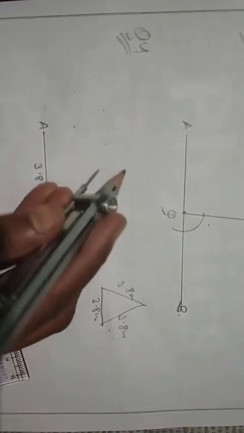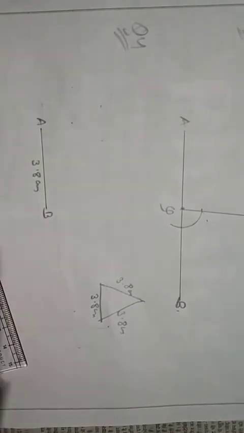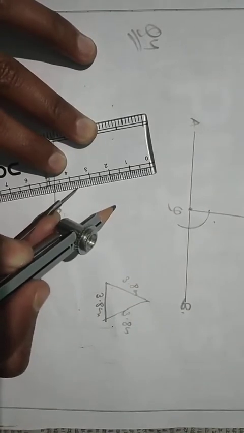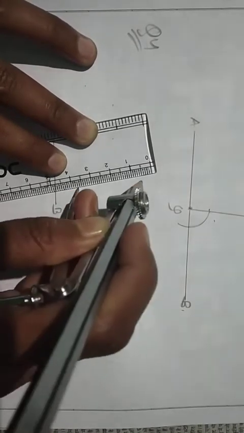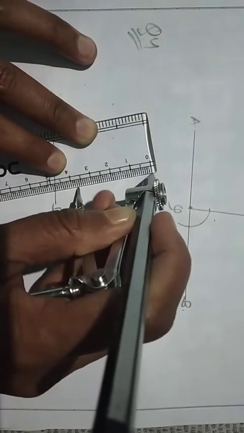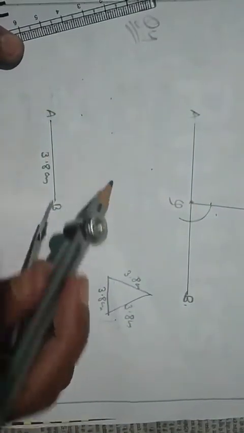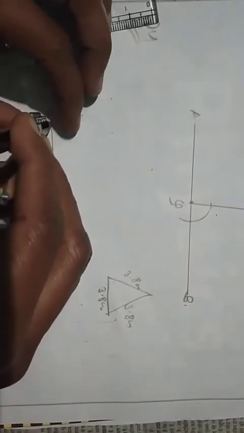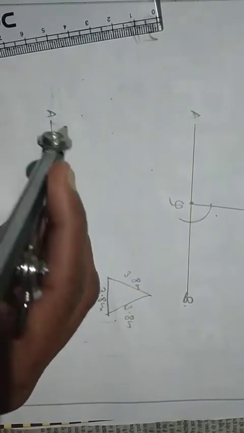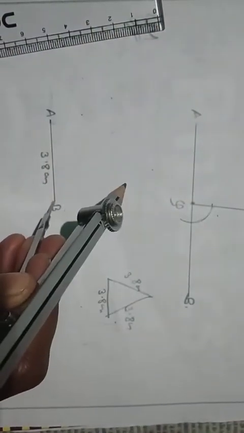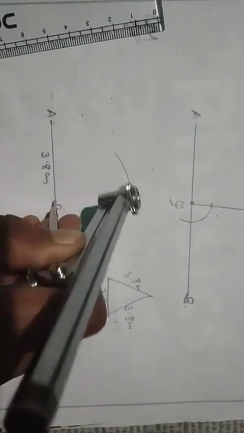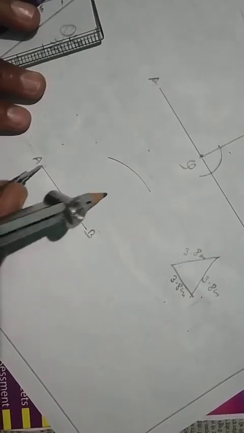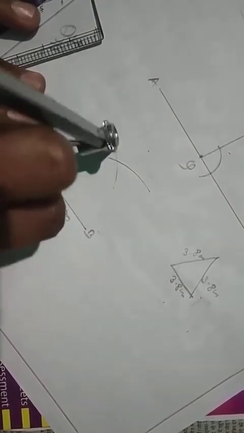Now this side also 3.8. So what I am going to do, take 3.8 centimeter, 1, 2, 3. Open your compass up to 3.8 centimeter. It should be equal to this length only. Okay. 3.8 centimeter. Because this is 3. Now cut an arc here. Now put your compass here. With the same 3.8, we are going to cut another arc here.